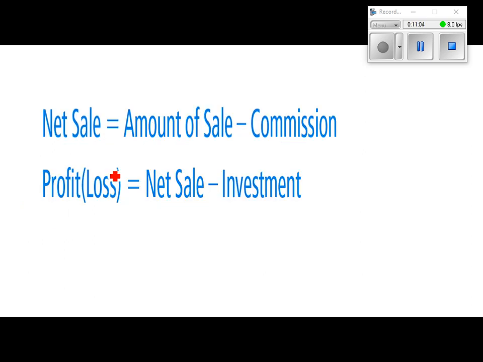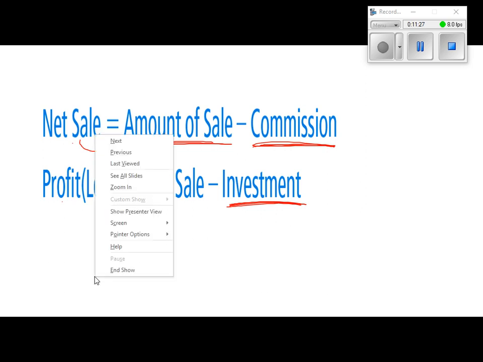These are just a couple formulas. Net sales is the amount of the sale minus the commission that you have to pay the person doing the stuff for you. You put this answer down here for net sale and subtract off the amount that you invested, and that's going to tell you your profit or your loss.